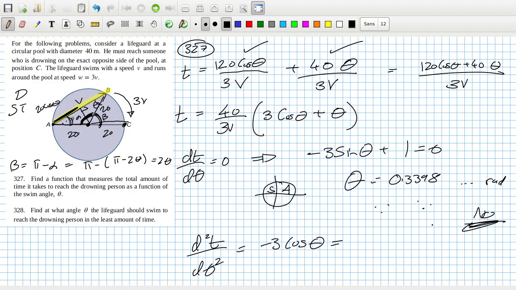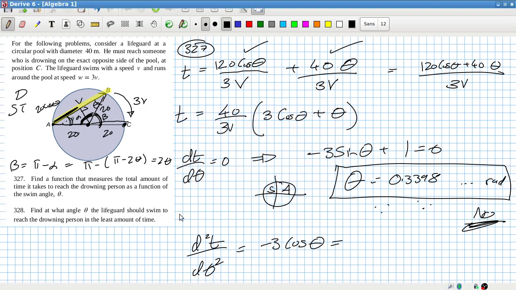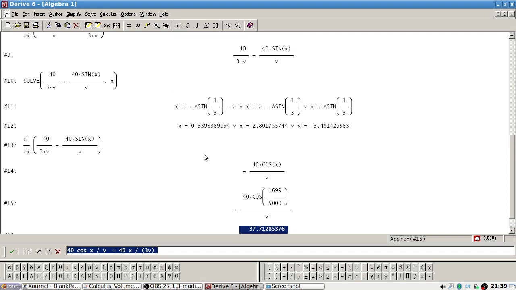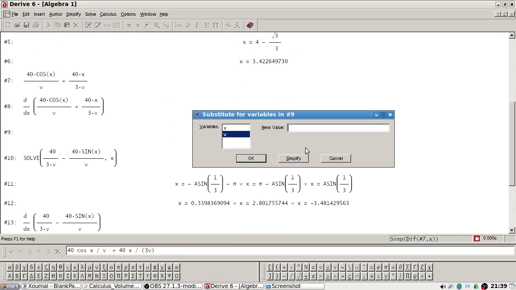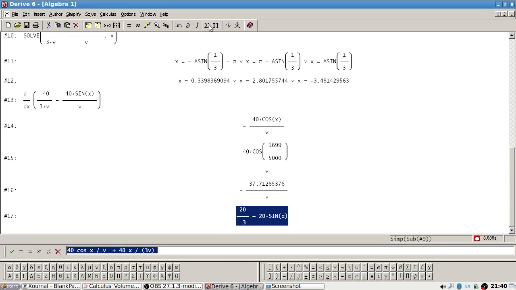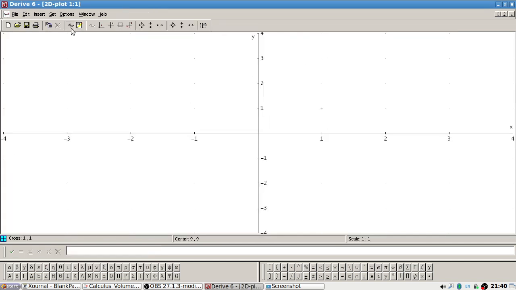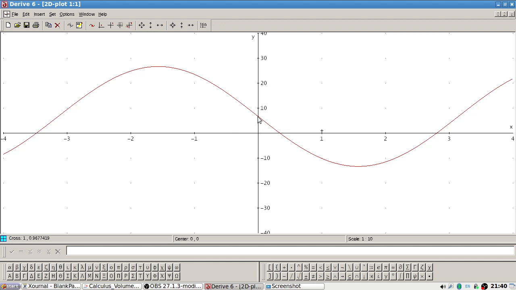It's a negative, which is a maximum time. We want a minimum time though. So why is that like that? We want the minimum time, not the maximum time. Just put a value in for v, say 2, and then I'll just plot this. Theta is 0, we have this time.